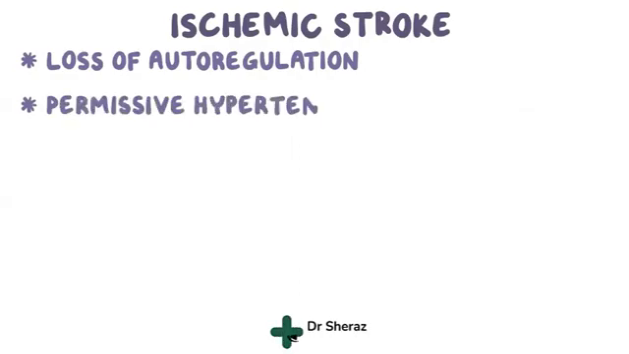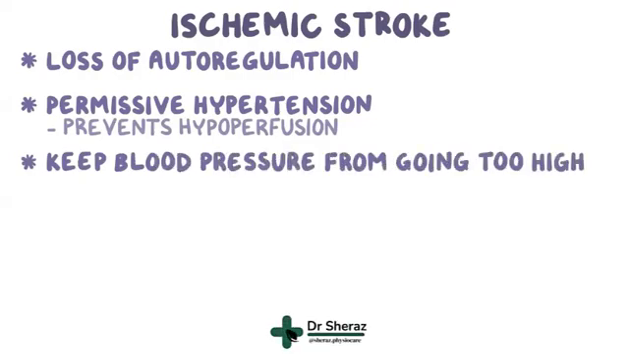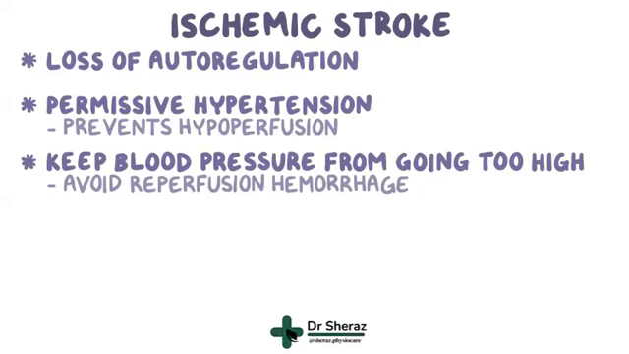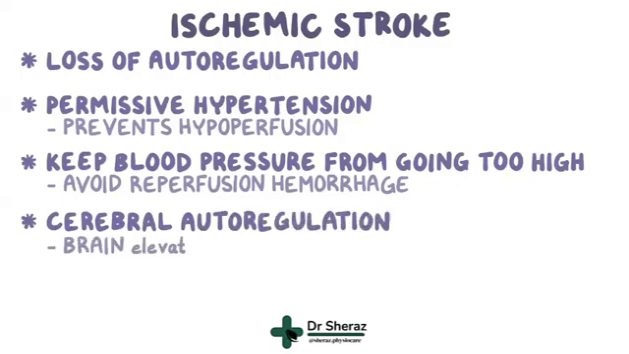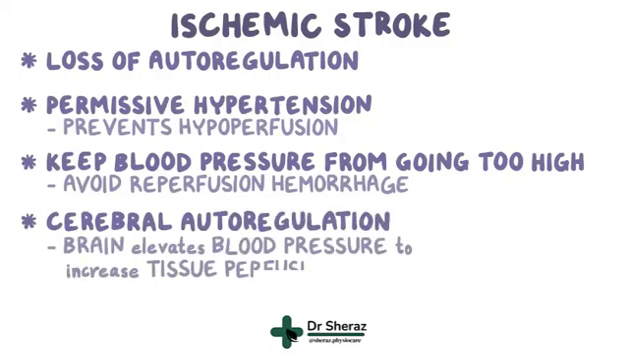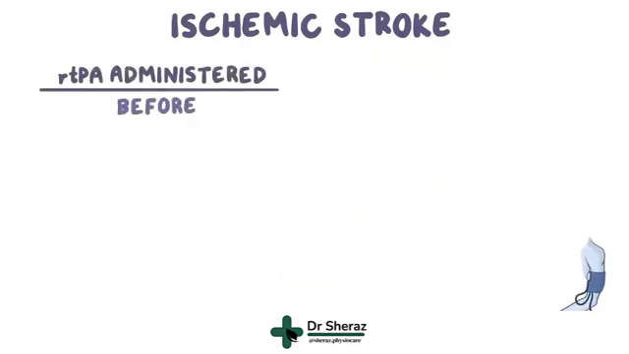In all patients with ischemic stroke, loss of autoregulation occurs and permissive hypertension is allowed to prevent hypoperfusion. This must be balanced by keeping the blood pressure from going too high, especially after TPA, to avoid reperfusion hemorrhage. In an ischemic stroke where parts of the brain aren't receiving enough oxygen, cerebral autoregulation kicks in, and the brain elevates the blood pressure to increase tissue perfusion.